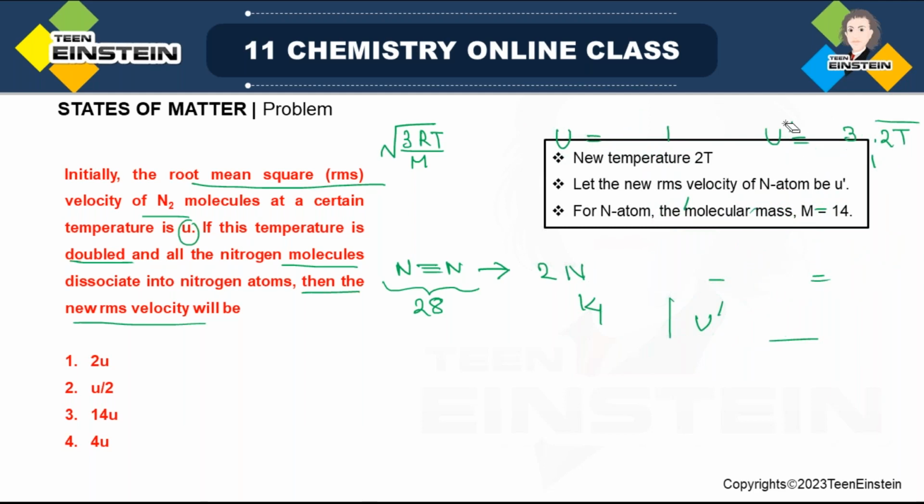So here the information is mentioned. I have already shown the calculation. New temperature 2T, new RMS, suppose it is u prime, and the new molar mass will be 14, because now you have to consider the nitrogen atom. So the first option is the correct option.